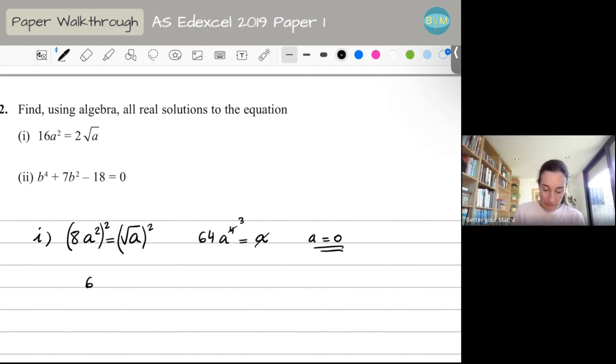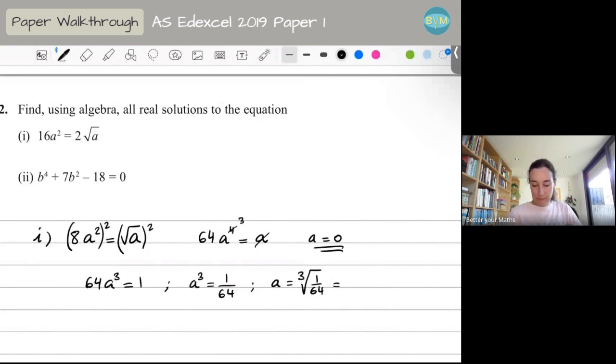So then I have 64a to the power of 3 is going to be 1, which means a to the power of 3 is going to be 1 over 64, which means doing the cube root that a is going to be the cube root of 1 over 64. That is what? 4. Let me do it. 4, yeah. So it's 1/4. So a can be 0 or 1/4.